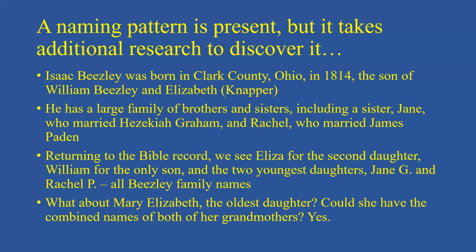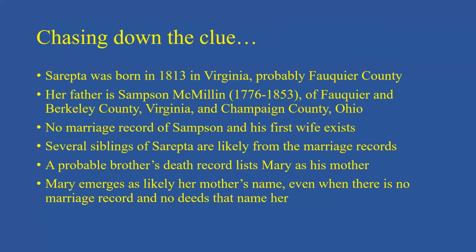And that's what those initial second daughter, William for the only son, and the two youngest daughters, Jane G. and Rachel P., all Beezley family names. So what about Mary Elizabeth, the oldest daughter? Could she have been the combined names of both her grandmothers? Well, it turns out probably yes. We chased down the clue.